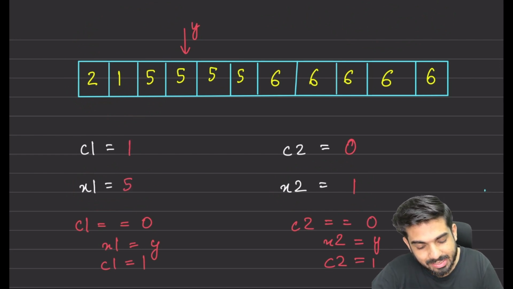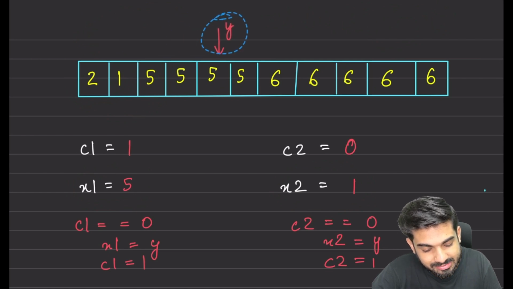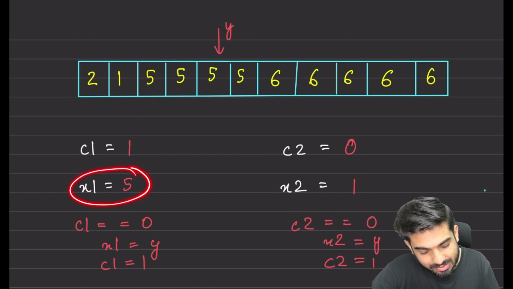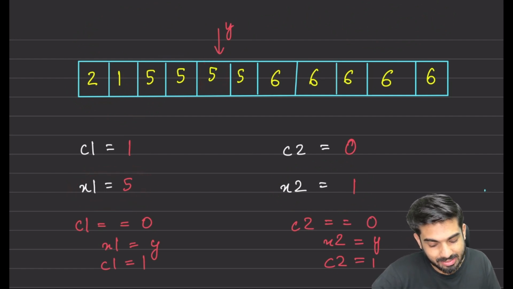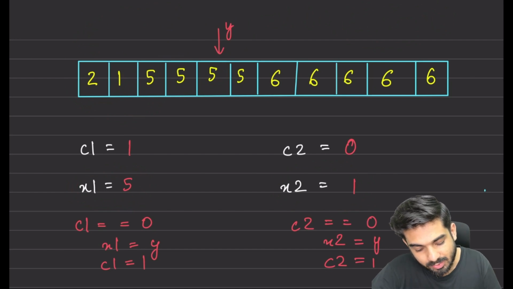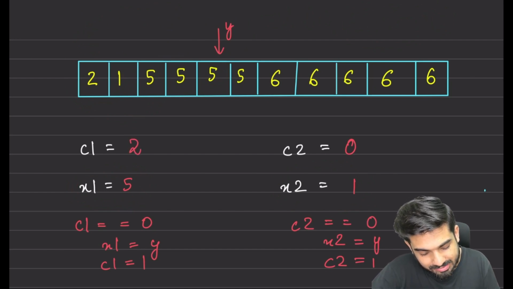Again you will see that a condition comes up: this particular 5 is equal to X1 that is there. Since they both are equal, what is the meaning of this? That I can update the frequency. So I'll try to update the frequency.